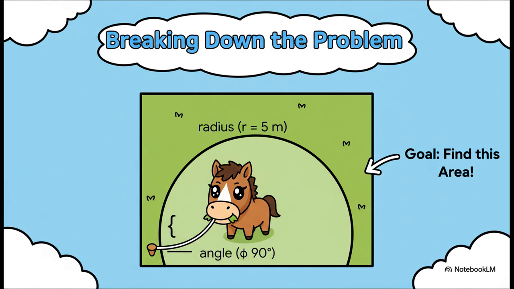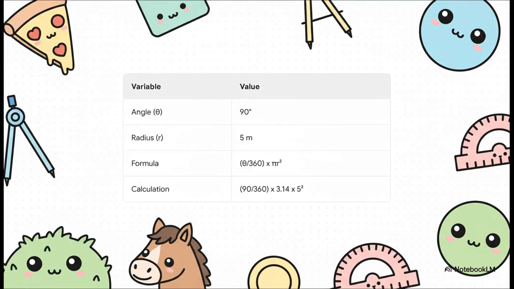The rope's length is how far the horse can reach from the corner, which makes it the radius of our circle. So r equals 5 meters. Because the horse is tied to the corner of a square, the angle it can move in is a perfect right angle. So our theta is 90 degrees. This means the grazing area is a quarter circle. In other words, it's a sector. Now comes the easy part. We just plug our values right into the formula.